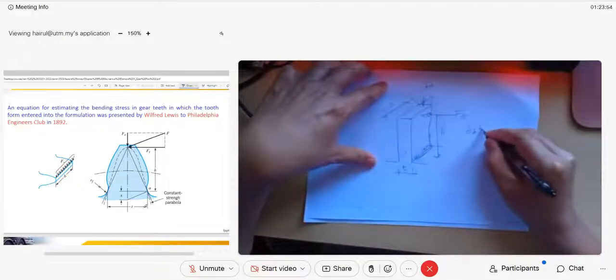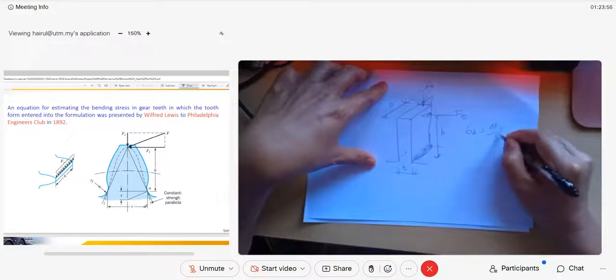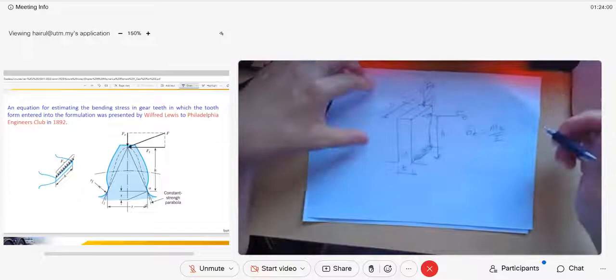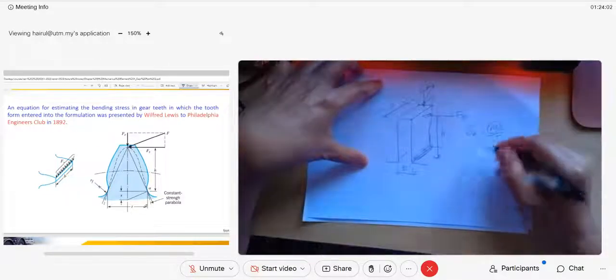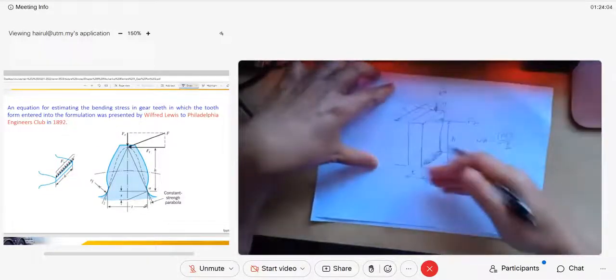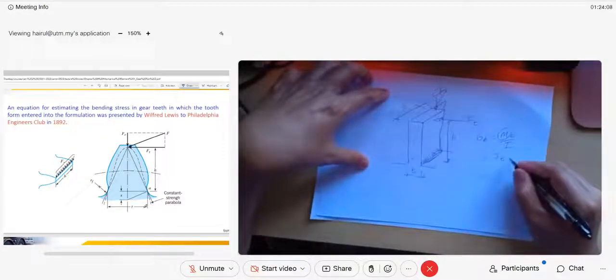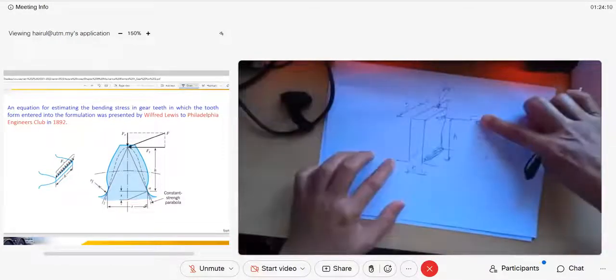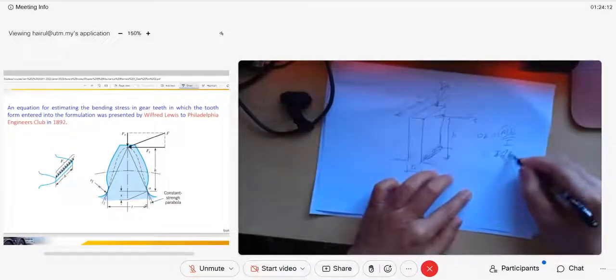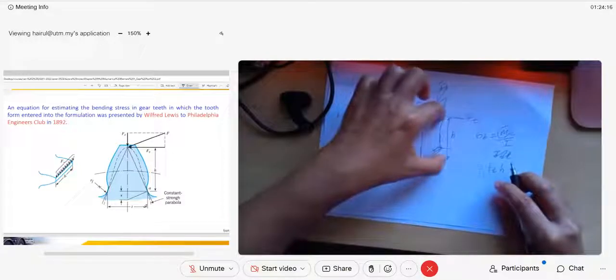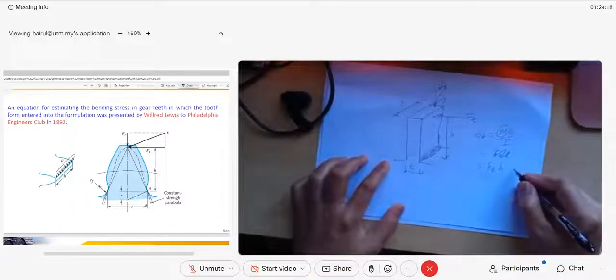Sigma bending is Mc over I. This is a basic formula you must know, guys. MC over I is the bending stress. What is the moment? We assume this is like a cantilever, so the moment is F tangent times the length. Your moment is your F tangent times H. H is the length. And what is C?